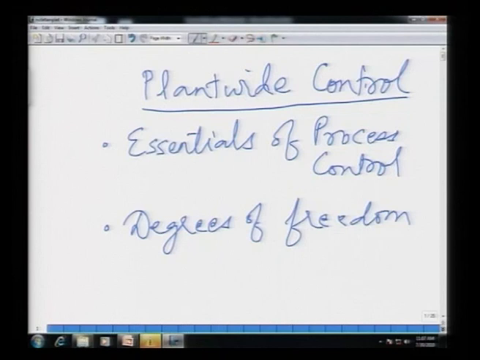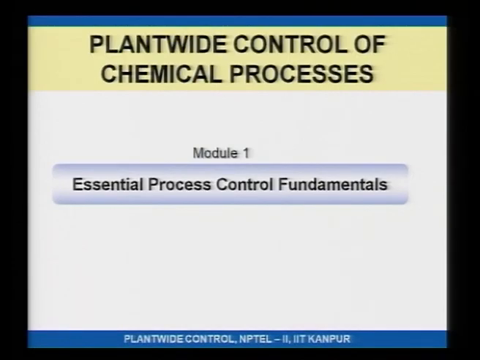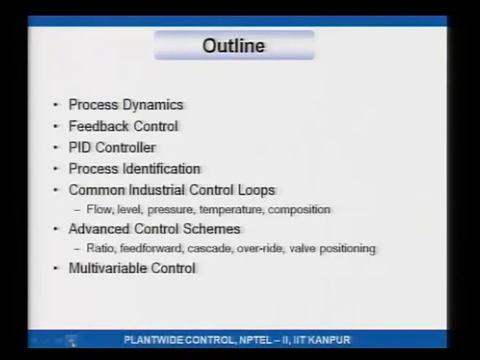another couple of lectures, would essentially focus on these two aspects: essentials of process control that an engineer must know to design effective control systems, and degrees of freedom of a process. These two concepts are quite fundamental, and we will spend some time on this over the next few lectures. So, let us get to essentials of process control. Essential process control fundamentals, that is the module that we are going to be looking at now.